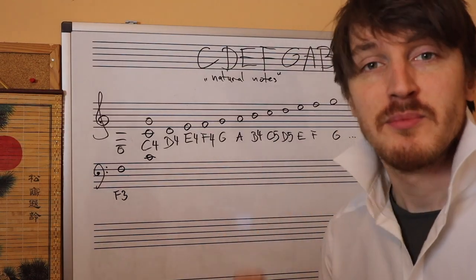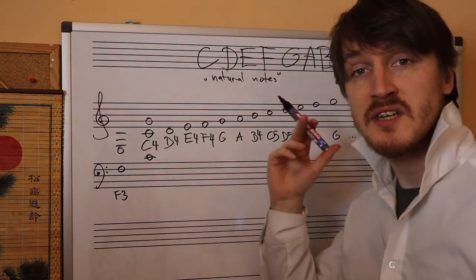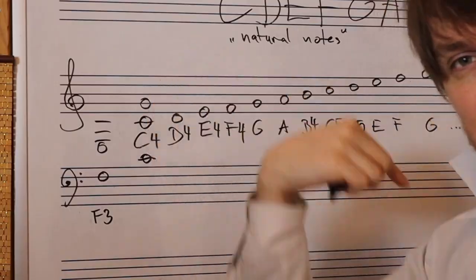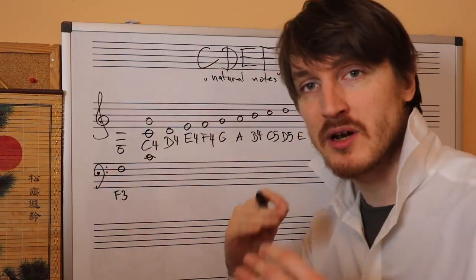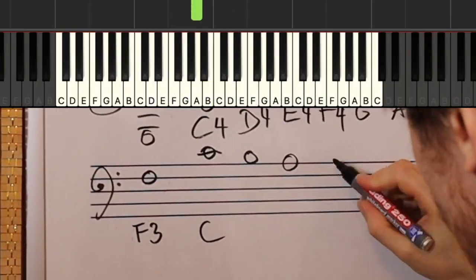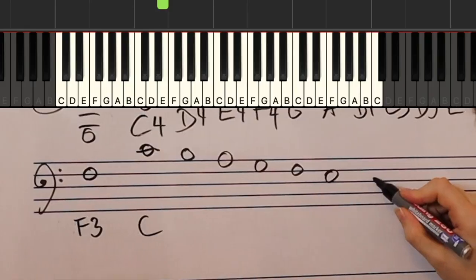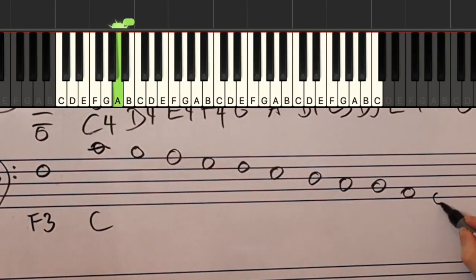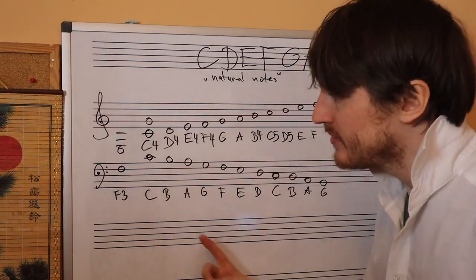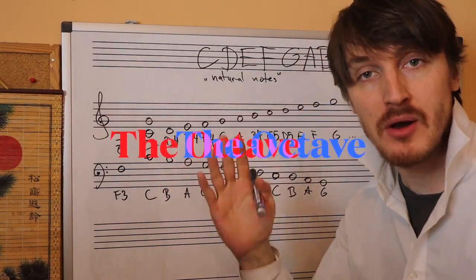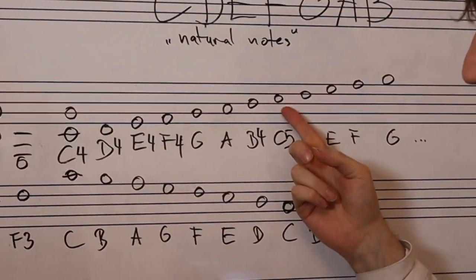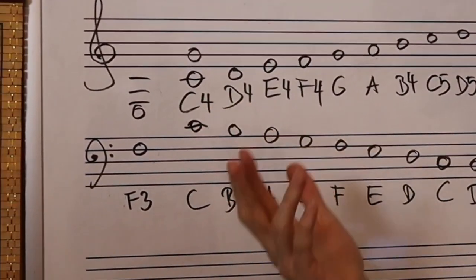Alright, let's notate some natural notes in the bass clef. The sequence of natural notes is an ascending sequence. So when we write them in the other direction, we're going to have to read the letters front to back. So that's C, B, A, G, F, E, D, C, B, A, G. And so on. The distance from one note name to the next identical note name is called an octave. This C is 1 octave lower than this C. This C is 1 octave higher than this C, for example.